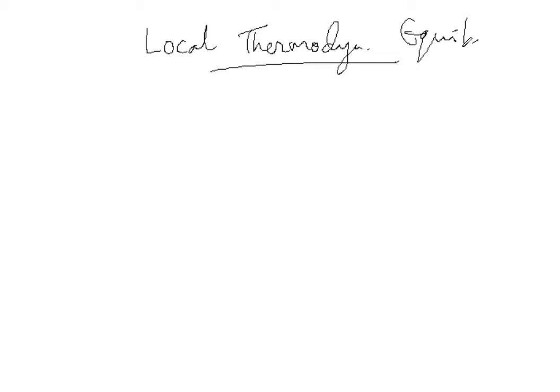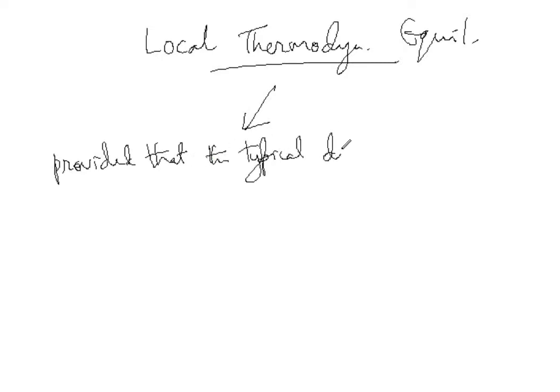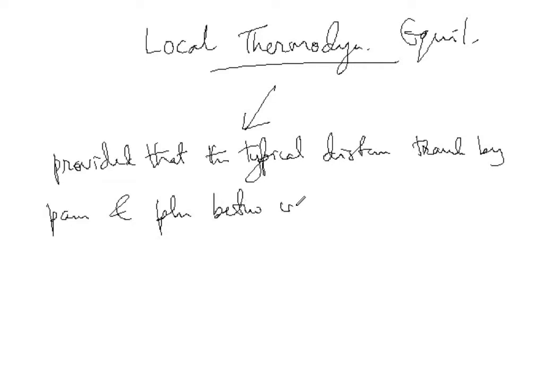Provided that the typical distance traveled by particles. So, we can have local thermodynamic equilibrium provided that the typical distance traveled by particles and photons between collisions, which is basically their mean free path, right?